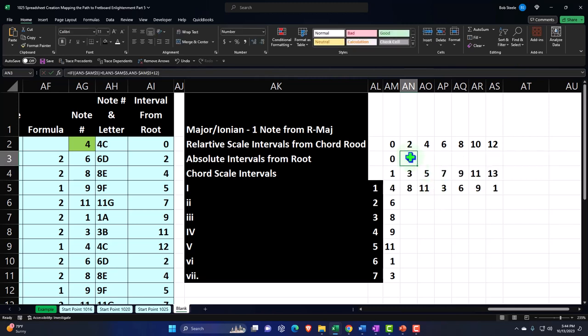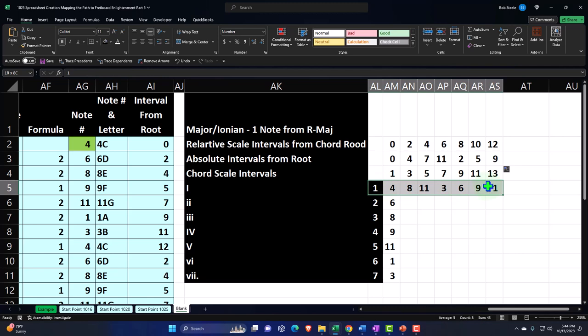Then let's test it out, putting our cursor on it, using the fill handle, dragging it across, and it looks like it's doing what we would expect. So we've got 0, 4, 7, 11, 2, 5, and 9. Now note, these are just showing the intervals from the root for just this first chord. So when we get to the other chords, what we can do is try to say, is it the same interval or is it different than the intervals from the root?